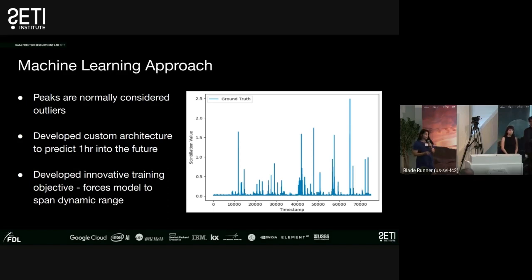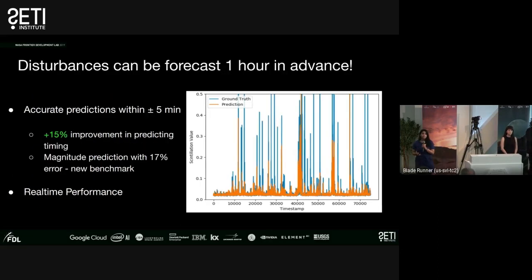And we also come up with innovative techniques to deal with the missing data because we have 40 streams of input data going into a machine learning algorithm. And we achieve promising results. The orange peaks here are our predictions, and the blue are the ground truth data. We are actually able to predict these disruptions with an accuracy of 5 minutes. And we have improved by 15% in predicting the timing over the previous attempts.